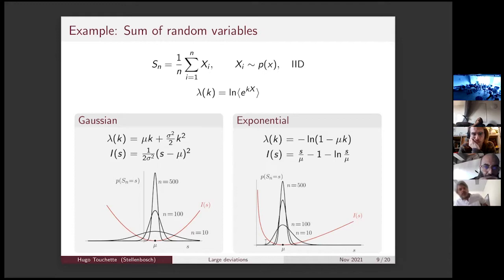Now you can do this for any of your favorite distributions. You can have a sum of Bernoulli random variables, a sum of whatever, and then you can just crank up the machine there. It's just easier here because it relates to the cumulant function.